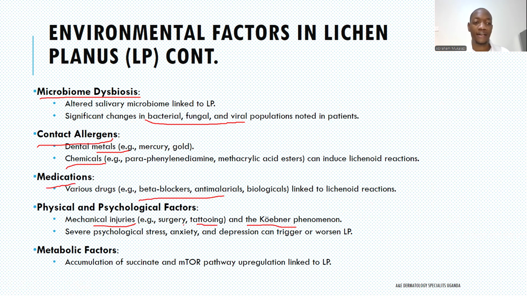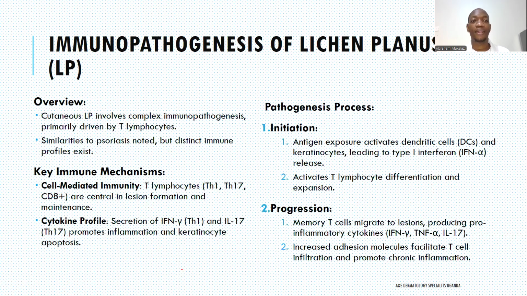Then other things like severe psychological stress, anxiety, and depression can also trigger or worsen lichen planus. We also have metabolic factors like accumulation of succinate and mTOR pathway upregulation, which have also been linked to development of lichen planus. So all these fall under what you call the environmental factors that contribute to the development of lichen planus. Then we have now the other arm, the third arm, the immunopathogenesis.